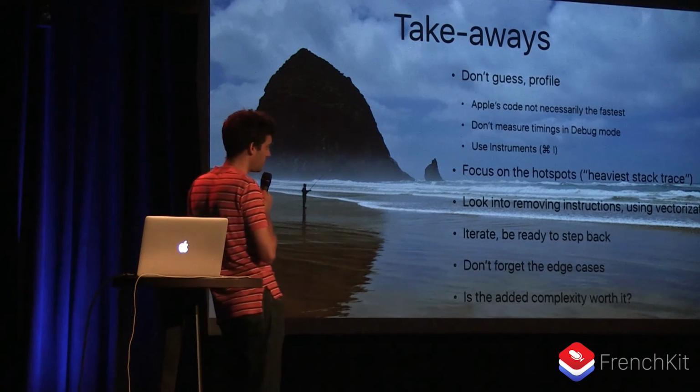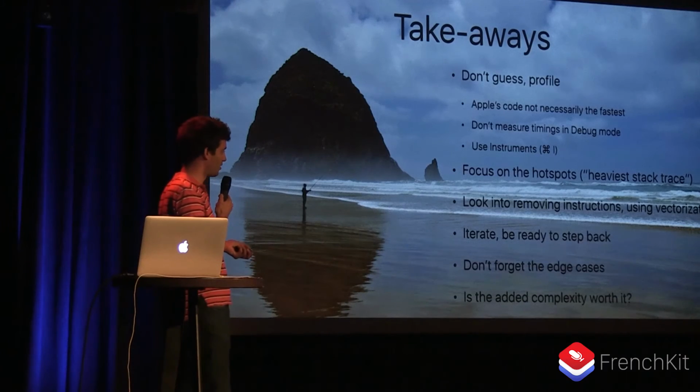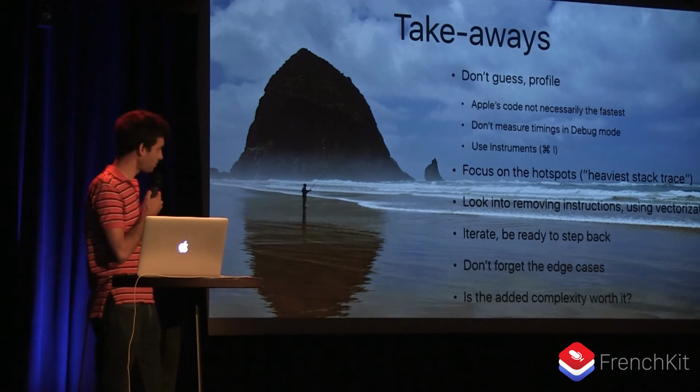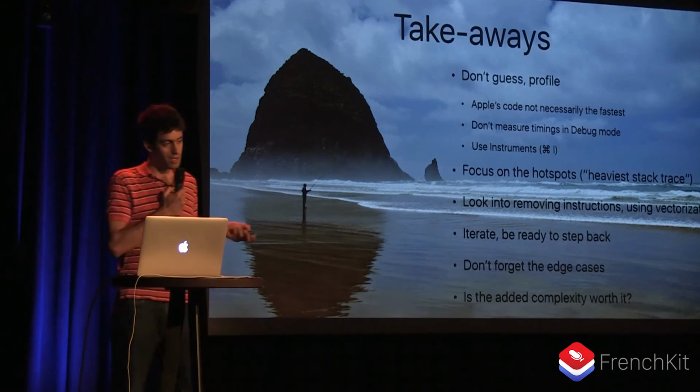Use Instruments. I think Instruments takes a little time to get familiar with, but it's actually really good, particularly for time profiling and memory leaks as well. So this common shortcut is something to remember. Focus on the hotspots. In our case, we noticed that this conversion from RGBA to gray was taking like 70% of the time of our enhancement routine. The other part was taking 30%. You generally want to focus on what's taking most of the time because that's where your best performance gain is going to be.